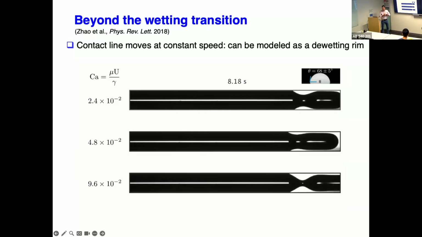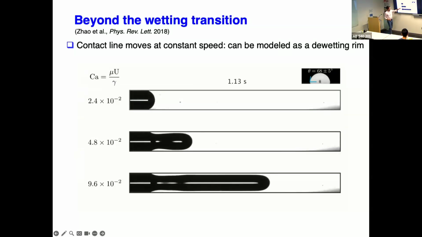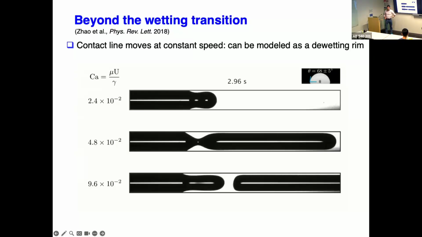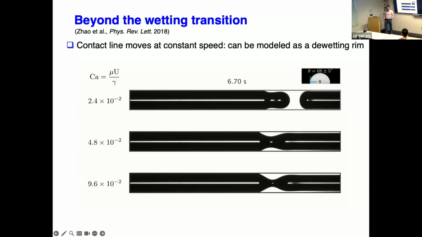It breaks, no? Where it breaks, is it the same location? Well, this is not necessarily the end of the tube, but the end of the window that we're capturing with the camera. But what is the same? Again, what is the same is the speed of the contact line. It is independent of how fast we inject.